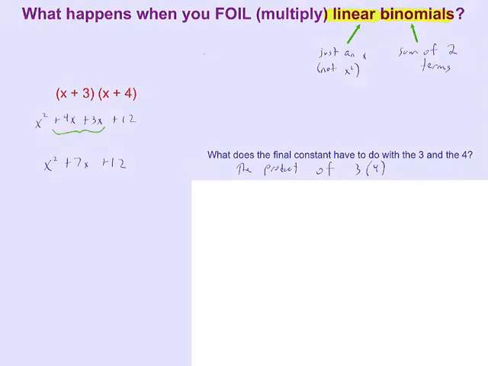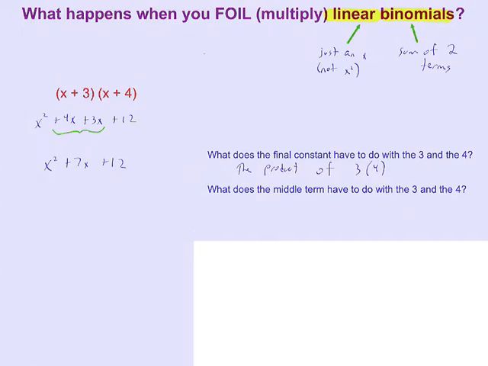And then we can turn our attention to the middle term. What is the coefficient of the middle term, this 7? What does that have to do with the 3 and the 4? Well, 7 is the sum of 3 plus 4. Right? 3 plus 4 equals 7. And that is always, always, always going to be the case.